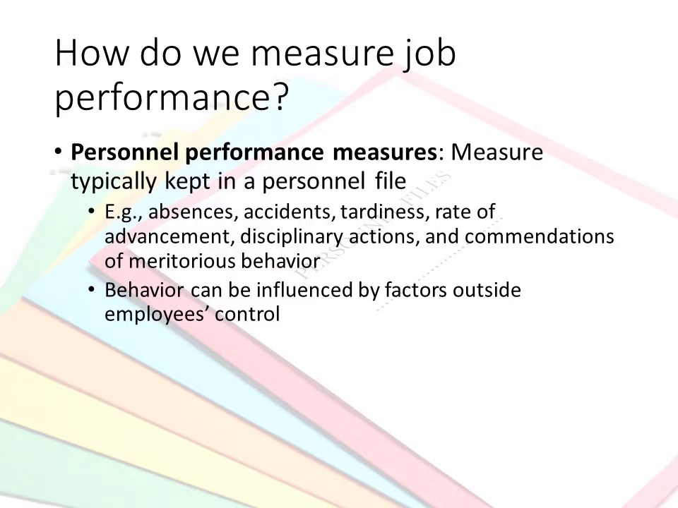The third option that IO psychologists might use is personnel performance measures, which include data that is typically kept in personnel files. Think number of absences, number of accidents, tardiness rate, rate of advancement, disciplinary actions, and commendations. All of this data gives us some insight into how well someone is performing. Once again, this type of performance measurement can be influenced by things that employees don't have much control over. It's important to recognize this when we create our performance measures.